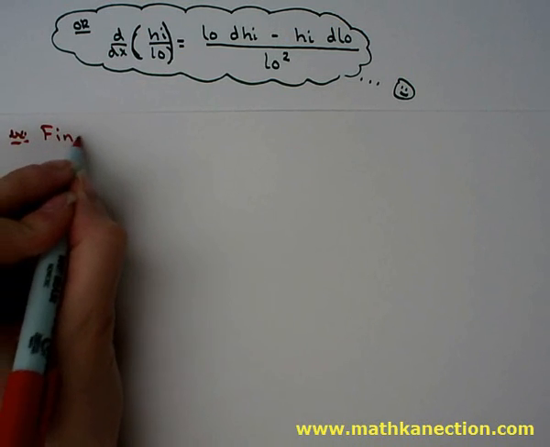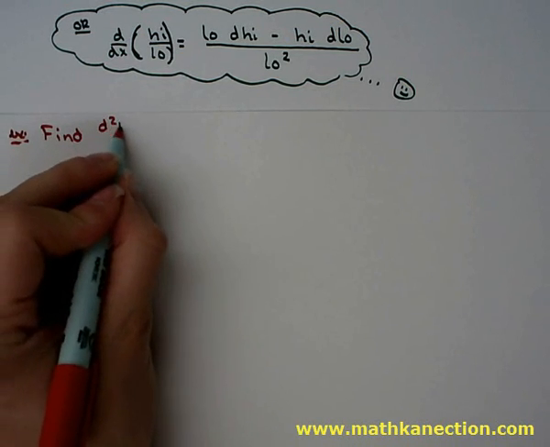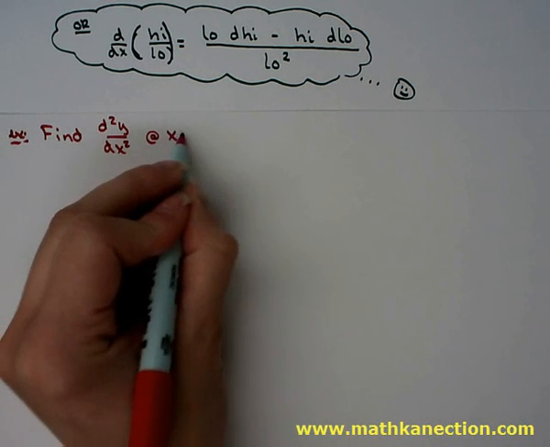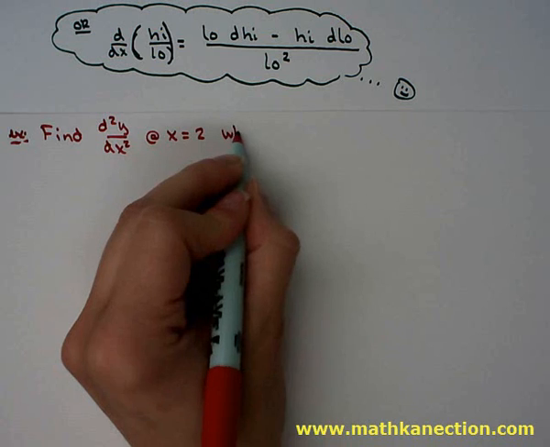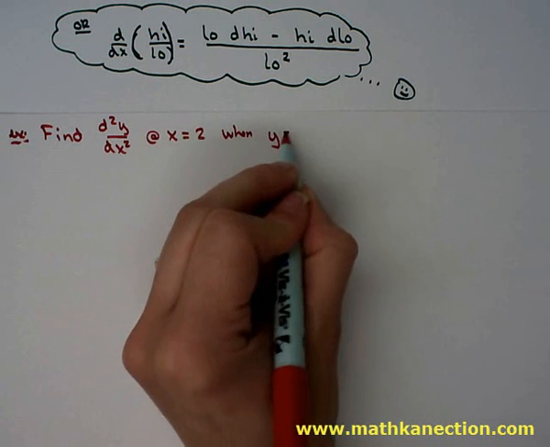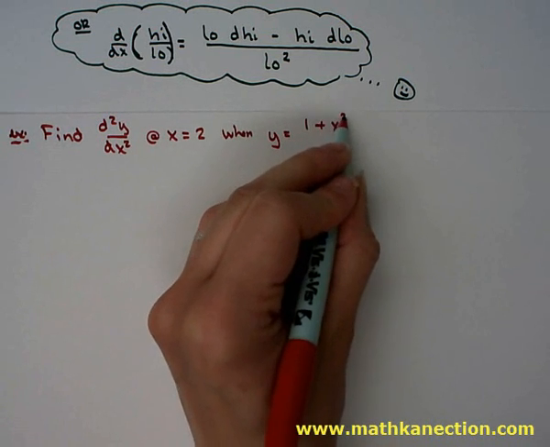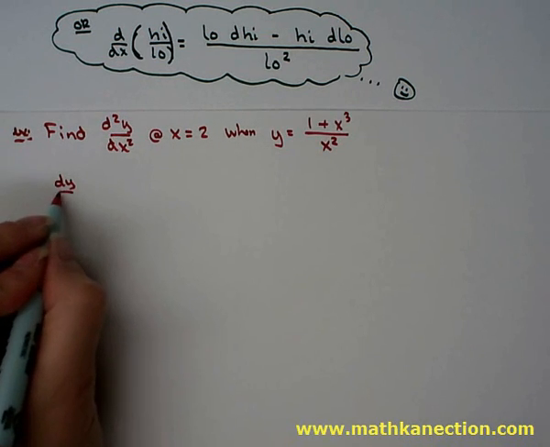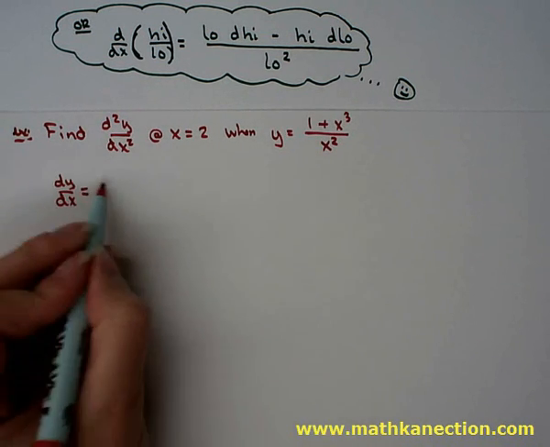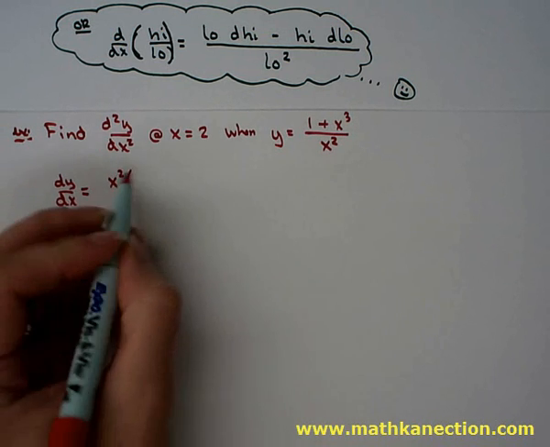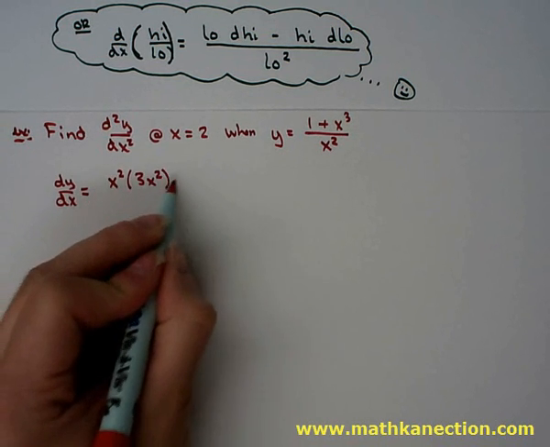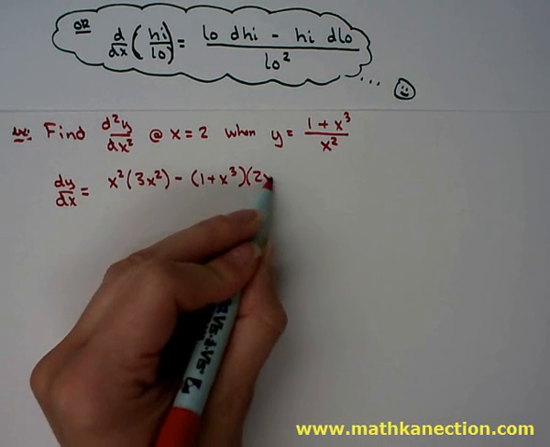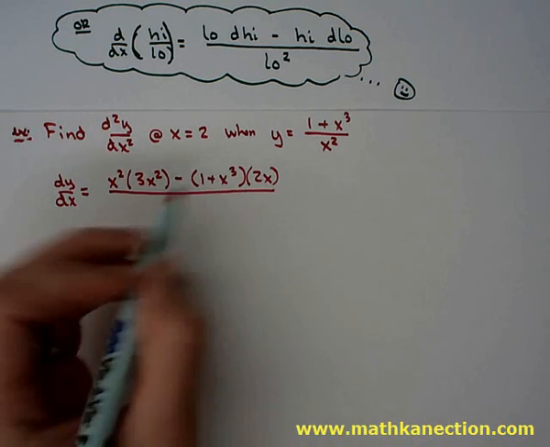For the next example, we're going to find d squared y over dx squared, which means to find the second derivative at x equals 2, and the function is y equals 1 plus x cubed over x squared. So we have to get the first derivative, dy dx, low d high minus high d low over low squared. So x squared times 3x squared minus 1 plus x cubed times the 2x, all over x squared squared.